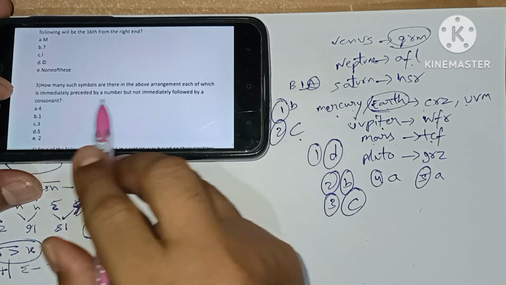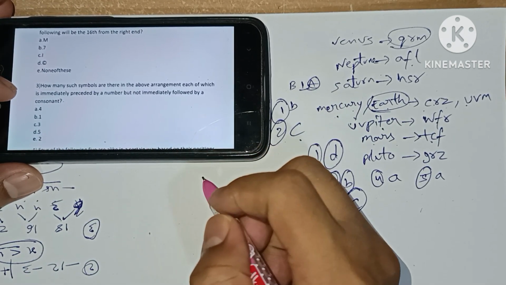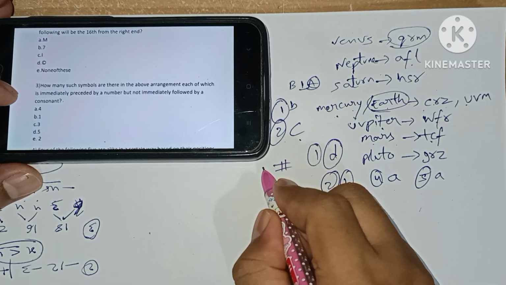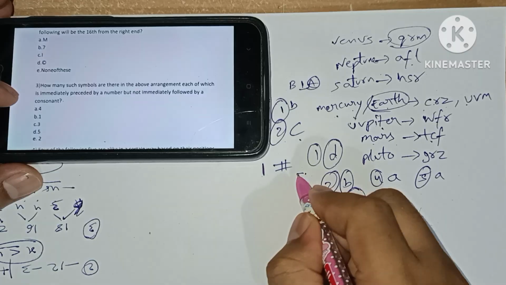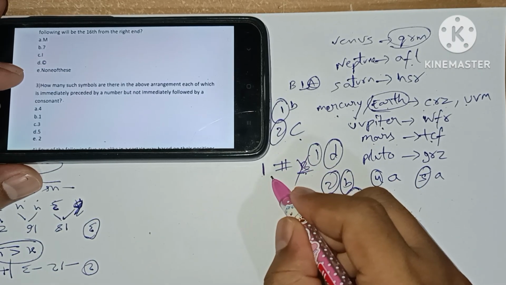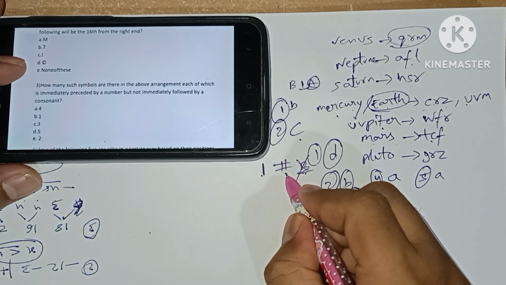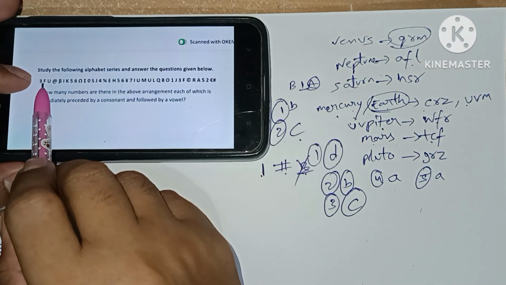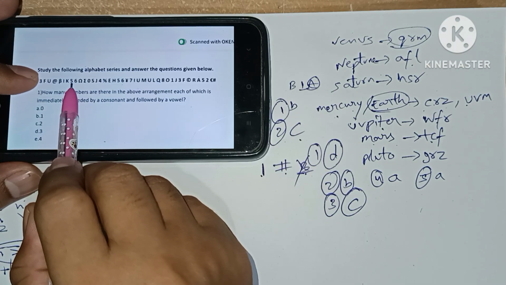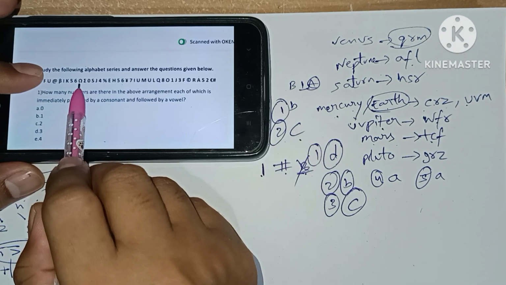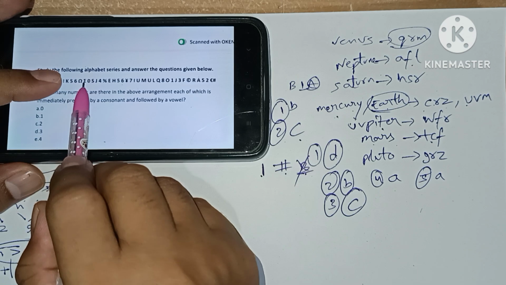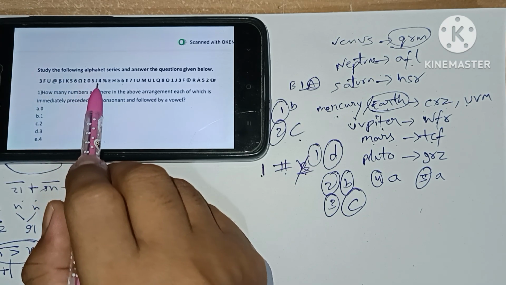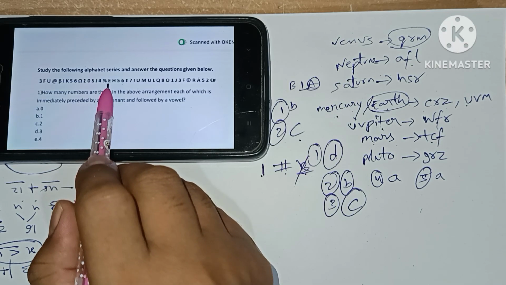Next, how many such symbols are there in the given above arrangement, each of which is immediately preceded by a number but not followed by a consonant? It must not be a consonant. Let's find a number and symbol immediately in the sequence. Number, there is no symbol. Number, next one is a symbol. So here we have number and symbol. The next one must not be a consonant. So here we have a symbol. So it is one sequence.